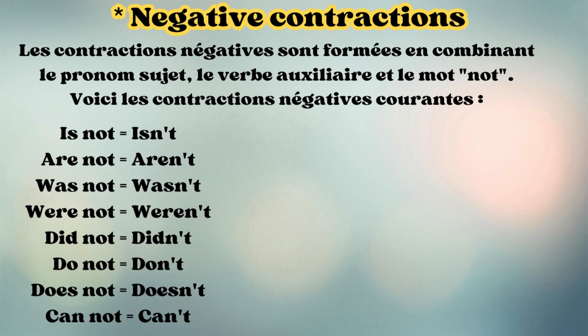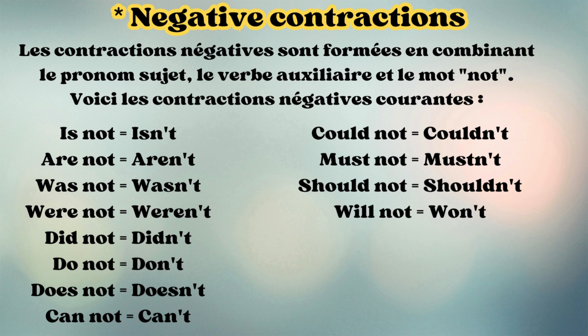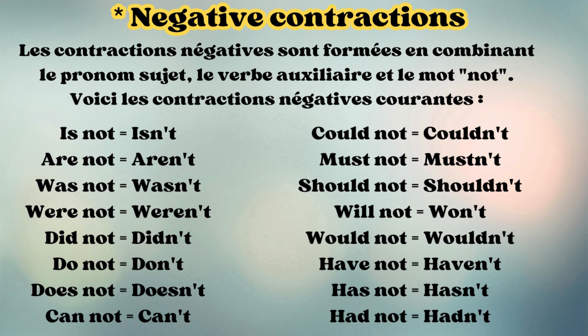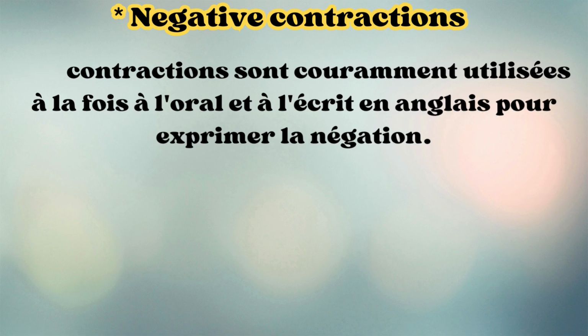Cannot, Can't. Could not, Couldn't. Must not, Mustn't. Should not, Shouldn't. Will not, Won't. Would not, Wouldn't. Have not, Haven't. Has not, Hasn't. Had not, Hadn't. Ces contractions sont couramment utilisées à la fois à l'oral et à l'écrit en anglais pour exprimer la négation.